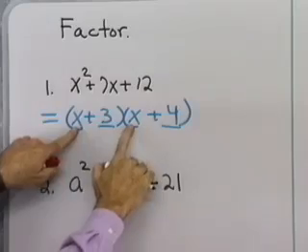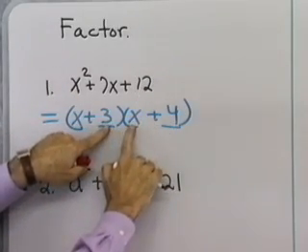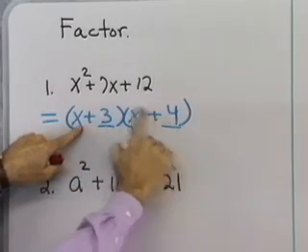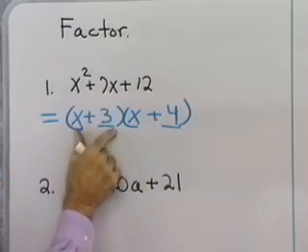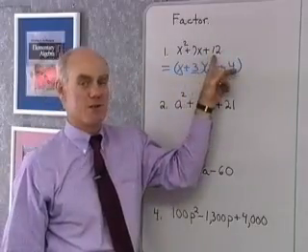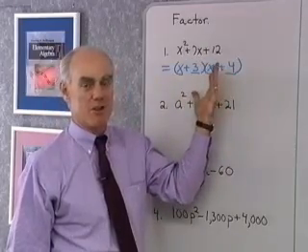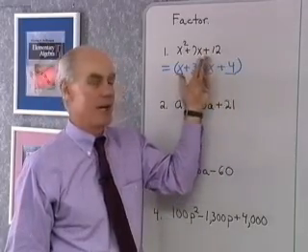Now let's check. X times x, x squared. 3 times 4, 12. Inside I have 3x, plus outside I have 4x. They add up to 7x. So this binomial times this binomial does in fact give me x squared plus 7x plus 12. Once you find the factors of a trinomial like this, they're unique. There is no other pair of binomials to multiply and get this.